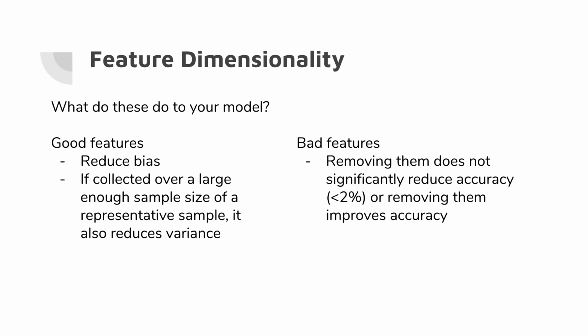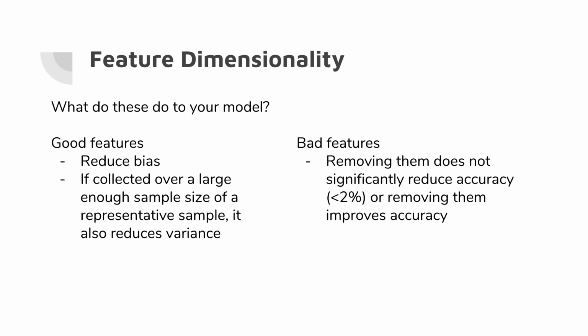So another thing to think about is making sure that your features are good. Good features reduce your bias, and if they are collected over a large enough sample size, it also reduces variance. So the thing is, the features themselves are not what's reducing the variance in this case. It just so happens that the variance of your model is going to be reduced as a result of you collecting enough data of a good feature. It's not going to actually improve your algorithm if you have a bad feature, so you'll see that removing those bad features may actually improve your accuracy or not significantly reduce your accuracy.